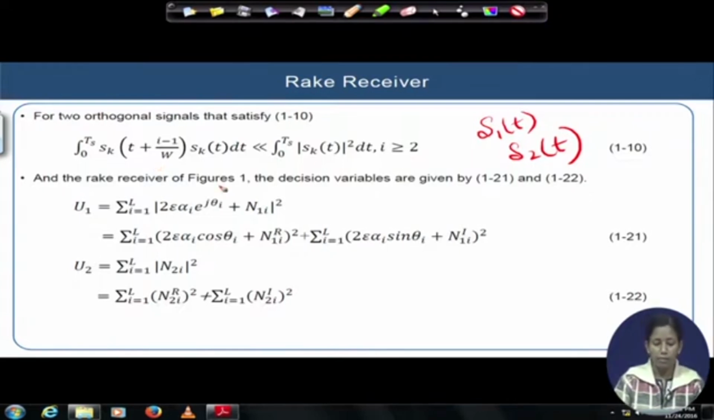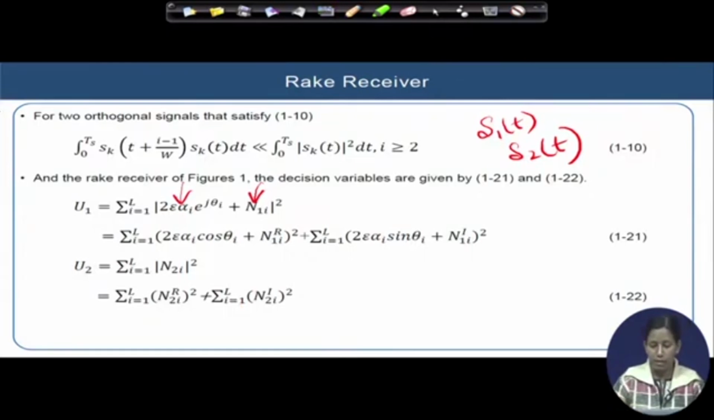So, in the Rake receiver, corresponding to two signals, you will get two decision variables. And remember, the equations are coming such that this is the contribution from the noise component, and this is the contribution from the signal part. Inside that, we can have the real part of the noise and the imaginary part of the noise, hence U1 will be divided into two parts. The decision variable U2 also has two parts, the real part of the noise and the imaginary part, both from the noise.